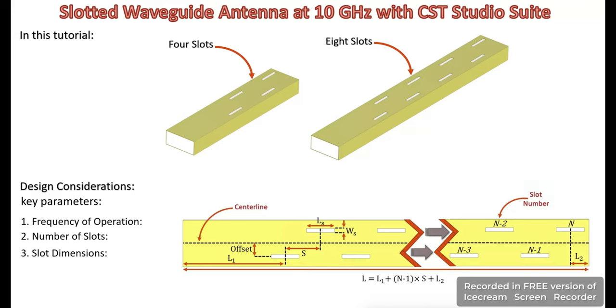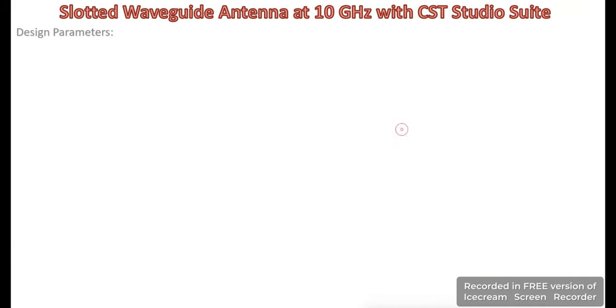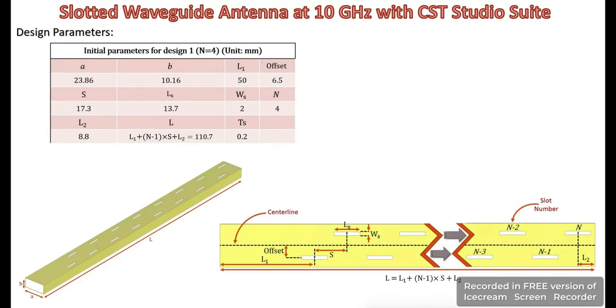Slot dimensions. Slots are typically half a wavelength long for maximum radiation efficiency. At 10 GHz, this would be around 15 mm. In the array designs, we will use the optimized dimensions. Slot placement and spacing. Slots are usually spaced half a wavelength apart to ensure proper phasing and efficient radiation. Offset from centerline. Slots are slightly offset from the waveguide's centerline to excite the correct mode and maximize radiation efficiency. In this slide, the optimized design parameters for designs number 1 and number 2 are provided.